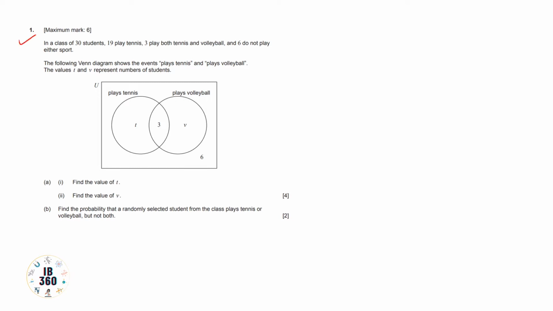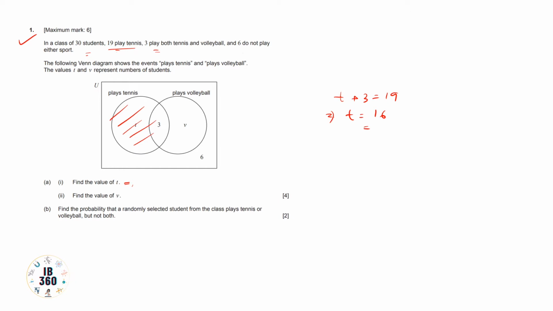The first problem is, in a class of 30 students, 19 play tennis, 3 play both tennis and volleyball, and 6 do not play either sport. First we have to find the value of t. So t plus 3 equals 19, as from here we know 19 play tennis, so this complete set is playing tennis. So t plus 3 equals 19, and from here we get t equals 16.